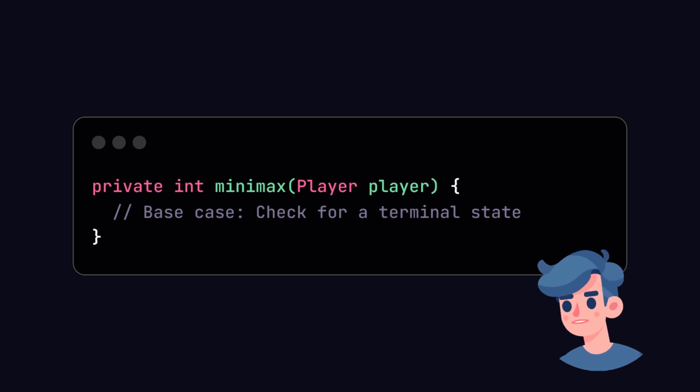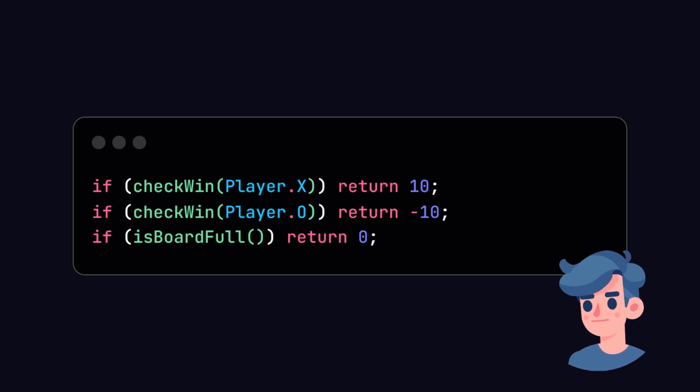Next, let's implement our AI. For our bot, we will utilize the Minimax algorithm. This recursive algorithm will evaluate the possible moves and select the optimal one. In our Minimax implementation, we will return a score based on the outcome of the game. A win will return +10, a loss will return -10, and a draw will return 0.